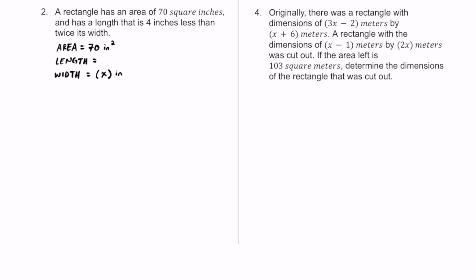As for the length, we know it's 4 inches less than twice whatever the width is. So the width is x, so twice that is going to be 2 times x, and it's 4 less than that, so we're going to take away 4. So this would be the expression that would represent the length of this rectangle.